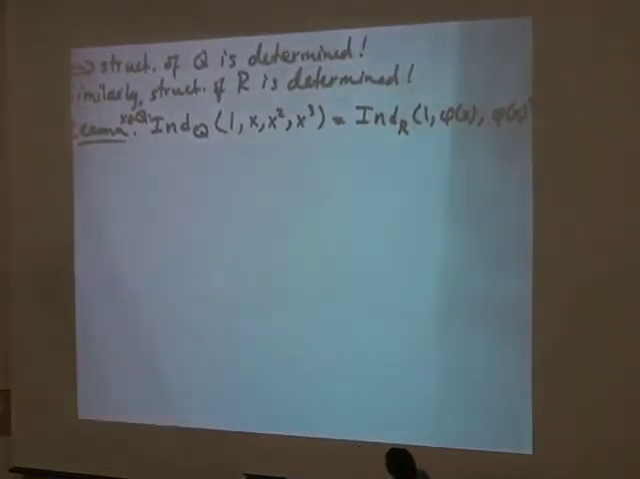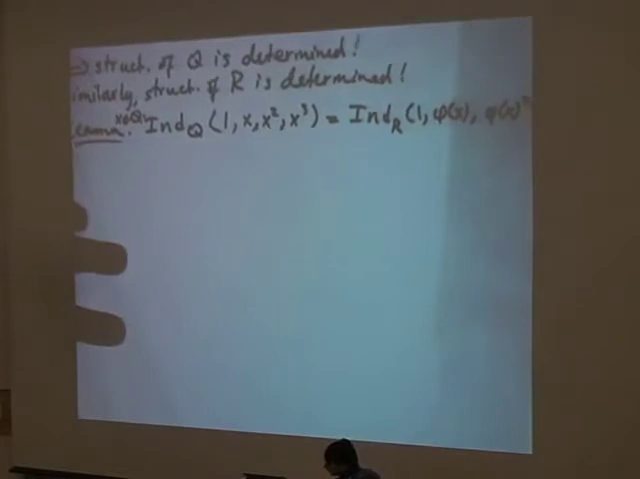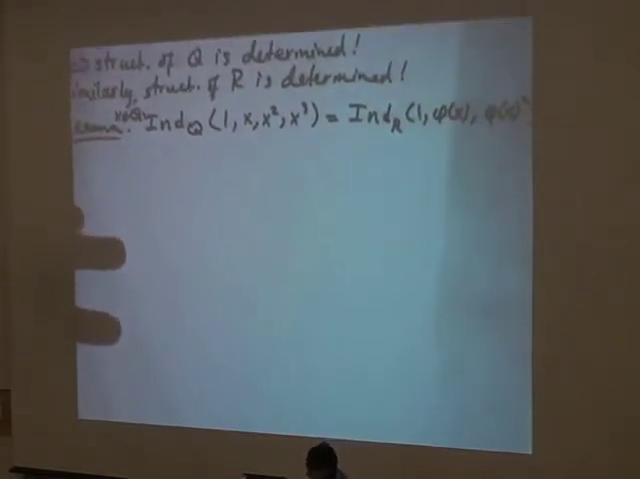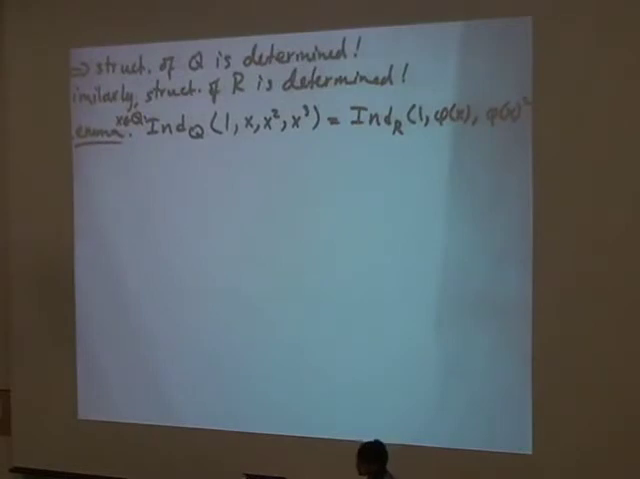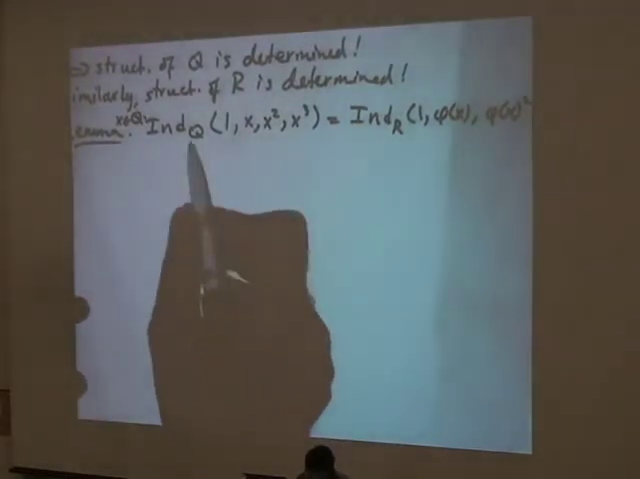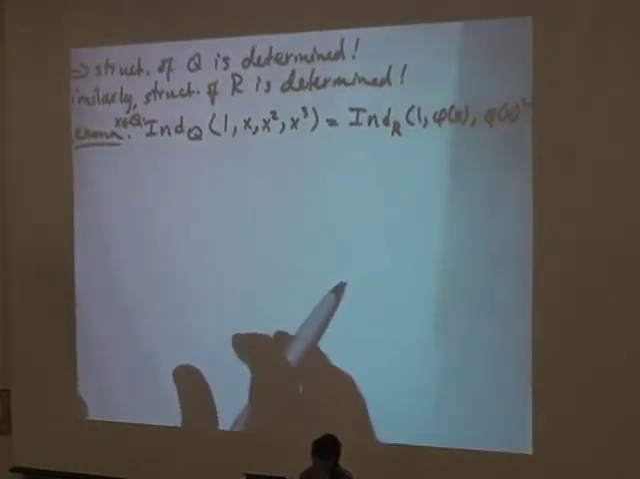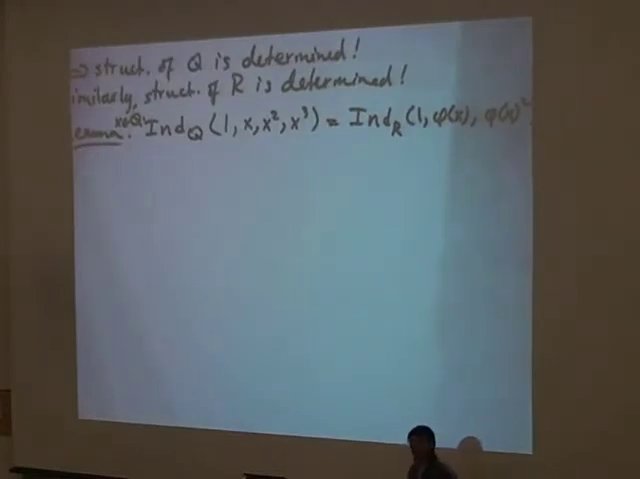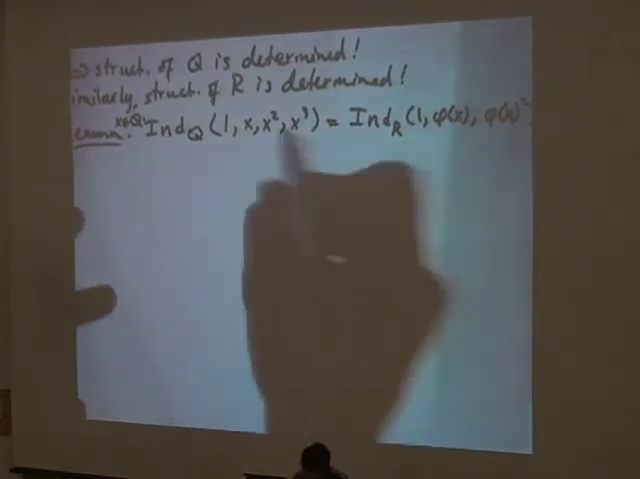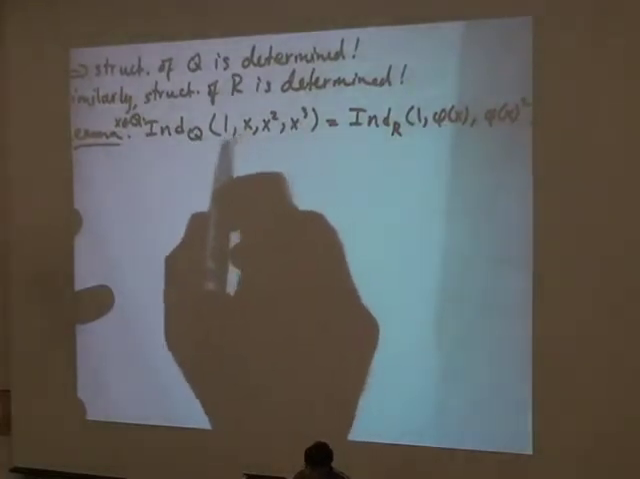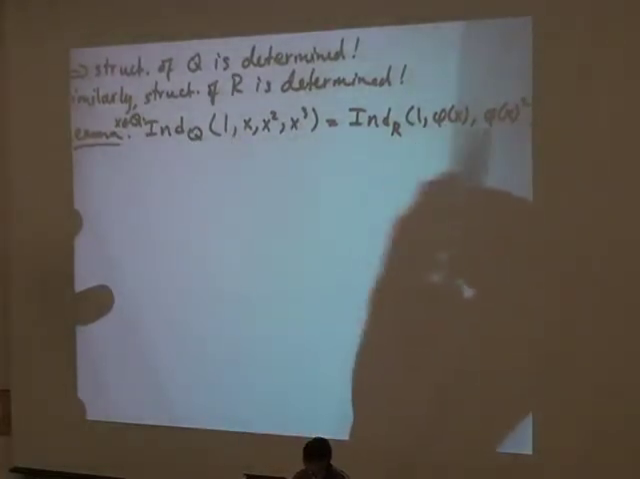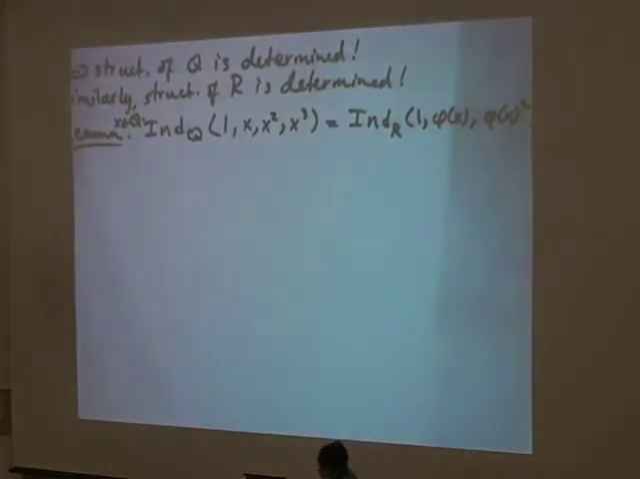Do you recognize this identity? This identity is just saying that the map phi is discriminant preserving. So if you think about it, that's all it's saying, right? This is saying the index of Z[x] inside Q. This is saying the index of Z[phi of x] inside R. And the fact that those are always the same is just equivalent to saying that phi preserves discriminants of elements. Because what is the discriminant of x? It's just the discriminant of Z[x]. What's the discriminant of phi of x? Just the discriminant of Z[phi of x].